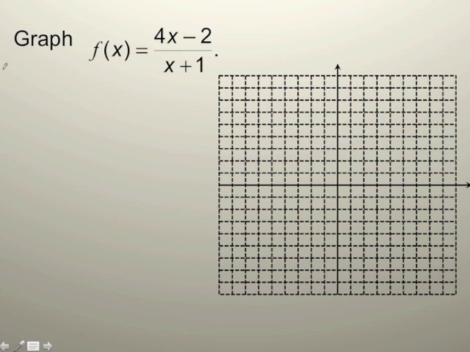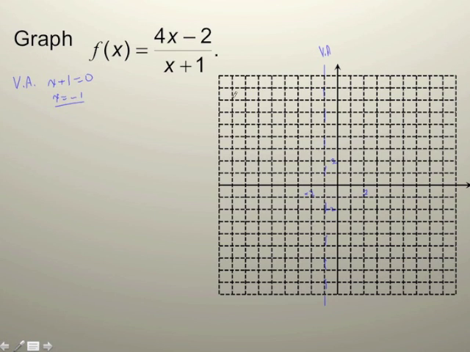Step 1 is to find the vertical asymptotes. A vertical asymptote is what will make the denominator equal 0. So x plus 1 equals 0. x equals negative 1 is my vertical asymptote. So I'm just going to go ahead and draw that in. So there's my vertical asymptote.